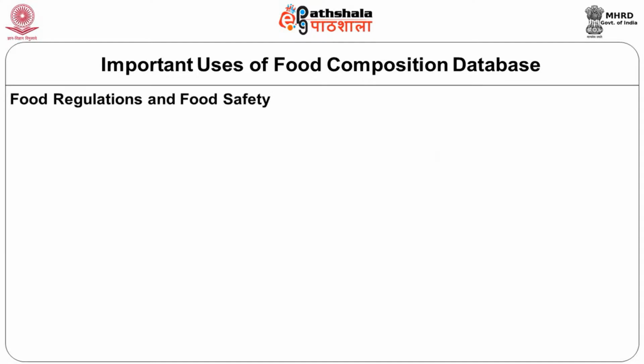So, food regulations and food safety. Do we always talk about food security? Food security is very important, and nutritional security should be an integral part of the food security. And when we talk about food for human health, the first and foremost thing is food safety. When it comes to food safety, the regulation comes to mind. So, how will this food composition database be useful in food regulations and food safety?